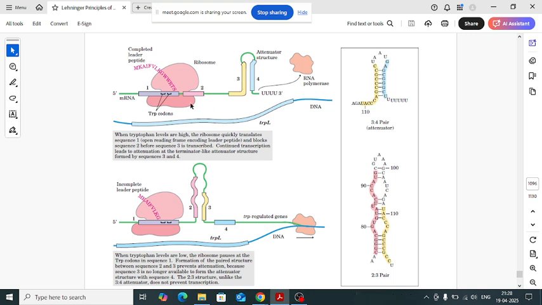Because the ribosome is quickly moving here. So 2 and 3 will be occupied by the ribosome, right? Because it is quickly moving. So this 2-3 pair cannot be formed, right? Because of this ribosomal access. And if 2-3 pair cannot be formed, then the 3-4 will be formed, which is the attenuator. And that will lead to the RNA polymerase dissociation, right? So the downstream genes will not be expressed.